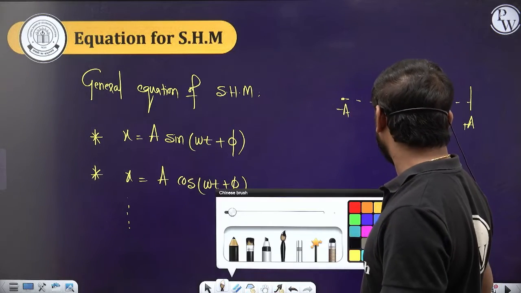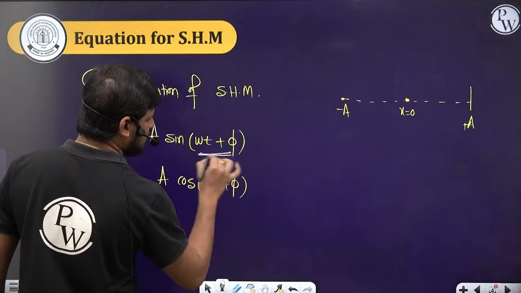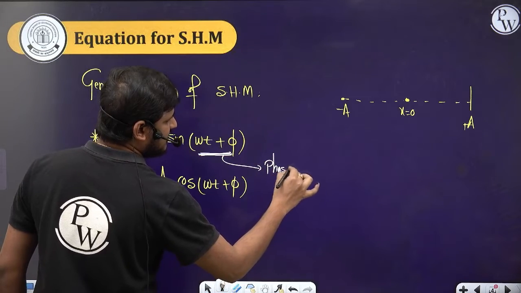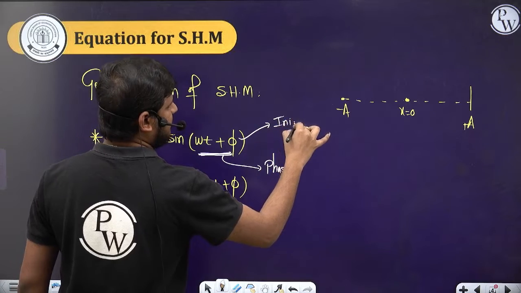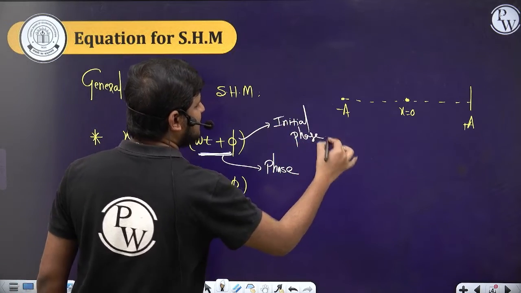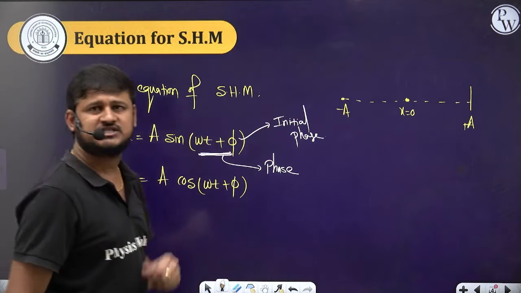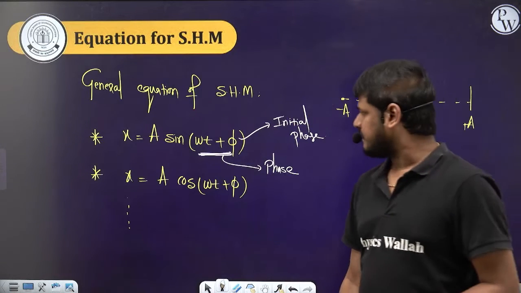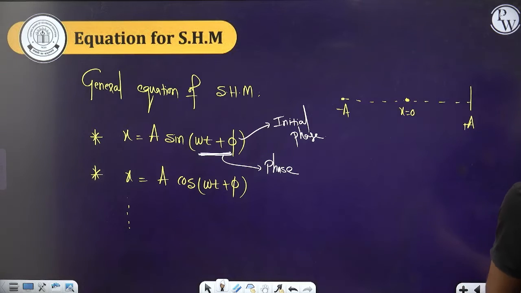Here one thing: this whole thing is called the phase, and phi is called the initial phase. If you have studied the wave chapter, you will be able to recognize what is phase, phase difference and initial phase easily. Done guys? Understood this part? Let's move further.